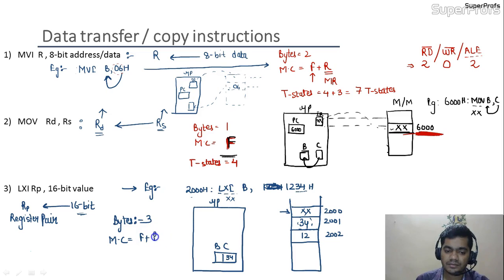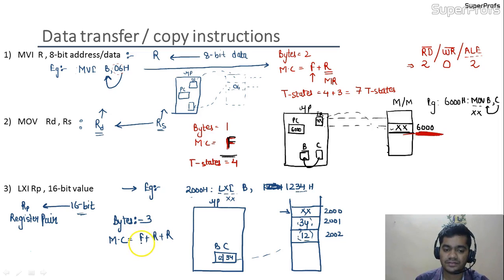So one memory read operation is required. In the second memory read operation, when this is accessed, this data would be transferred to B. By this representation, we are able to understand how many machine cycles are required.